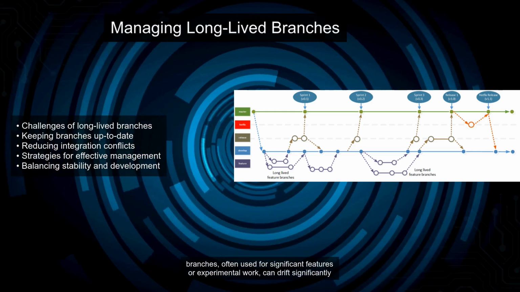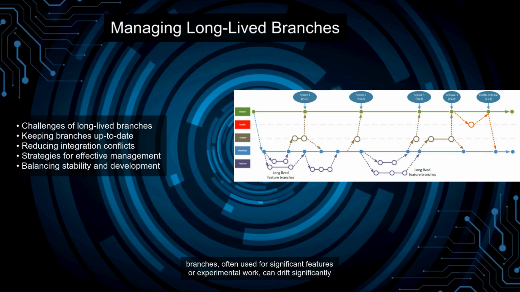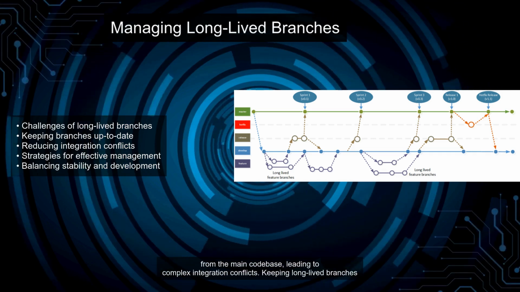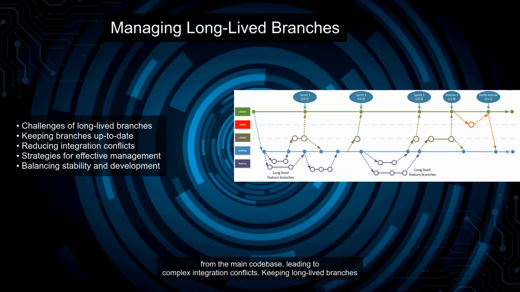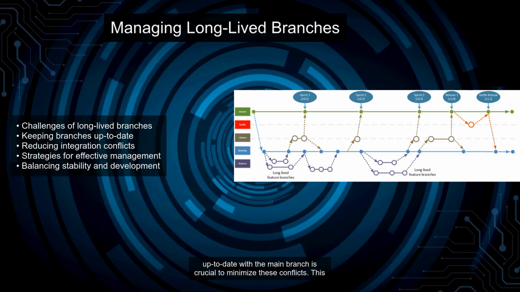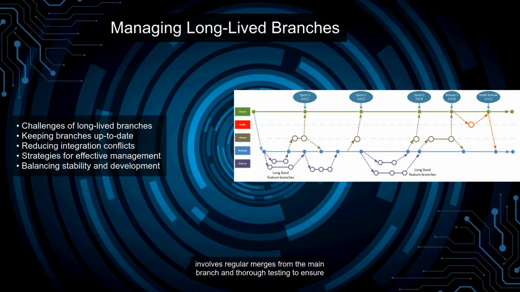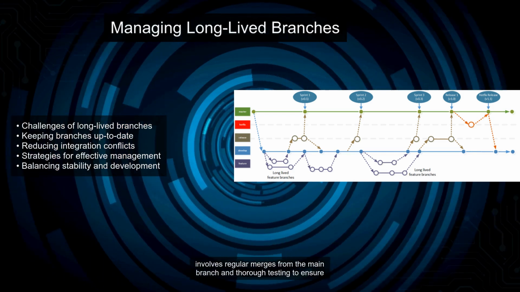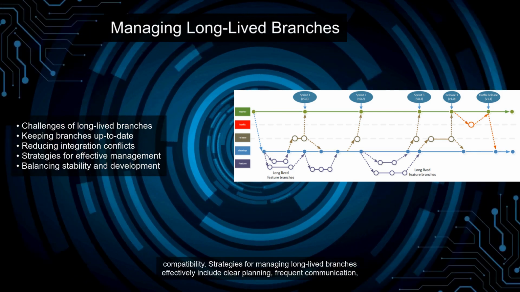Long-lived branches, while sometimes necessary, present unique challenges in code management. These branches, often used for significant features or experimental work, can drift significantly from the main codebase, leading to complex integration conflicts. Keeping long-lived branches up to date with the main branch is crucial to minimize these conflicts. This involves regular merges from the main branch and thorough testing to ensure compatibility.